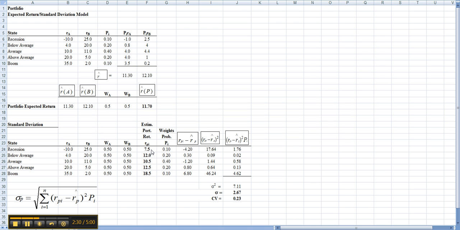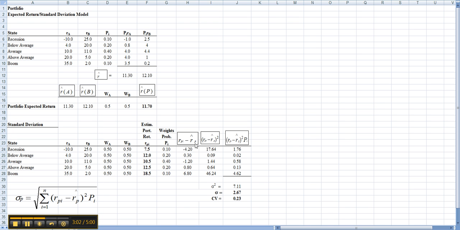How far does this number, the 7.5, deviate from the expected? So how far does the estimated portfolio return in each state deviate from the expected rate of return of the portfolio? So 7.5% minus 11.7% equals negative 4.2%. 12% minus 11.7% equals 0.3%. So you do that all the way down.